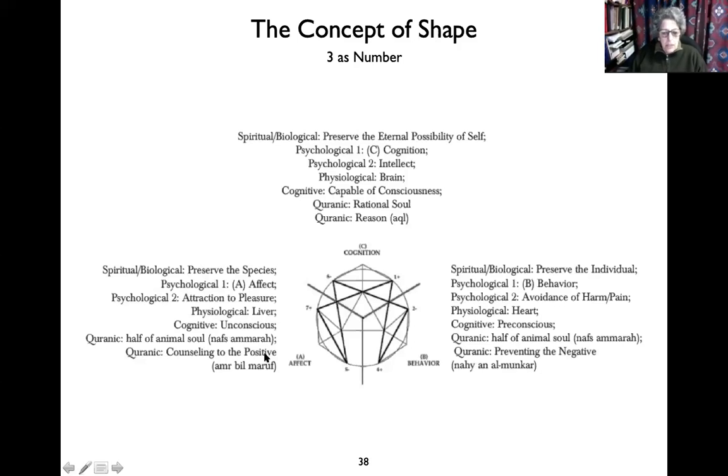In terms of the Quran, this can be called the rational soul, or the nafs an-natiqah. Our behavior is half of the animal soul, which is the nafs ammarah, and our affect is the other half of the nafs ammarah, or we can call our cognition reason, or aql. And in Quranic terms, we can talk about it as nahi al-munkar, to prevent the negative, or counseling to the positive, which would be our affect. But in all cases, we're talking about the same thing. It's just we're using different terms, and sometimes we think we're talking about different things, but it's the same thing.